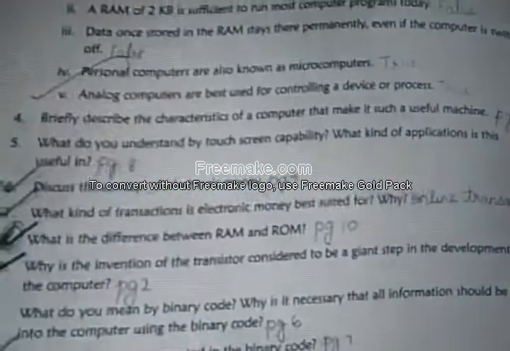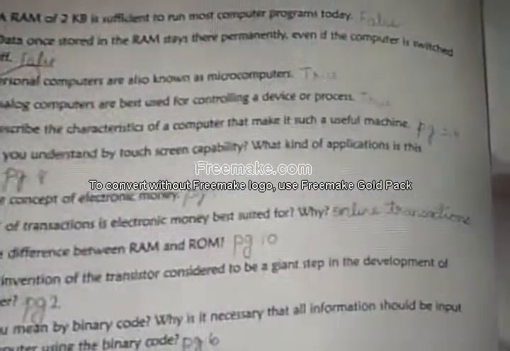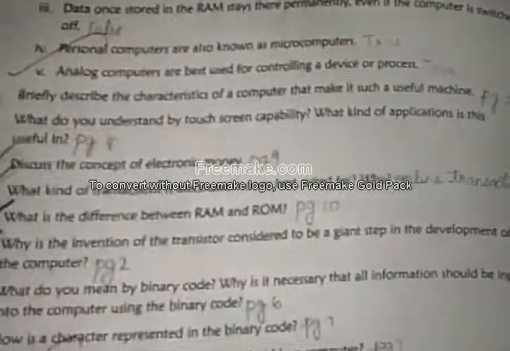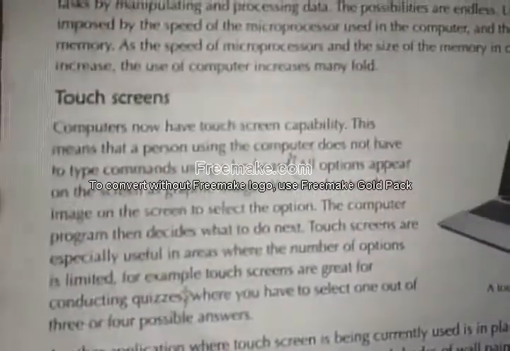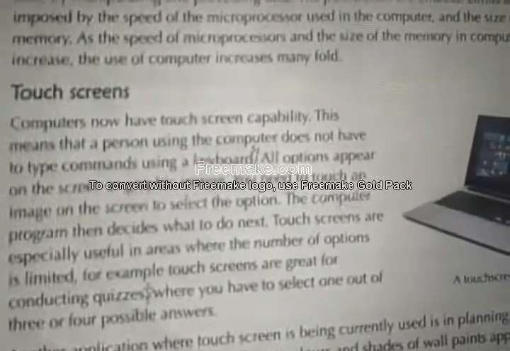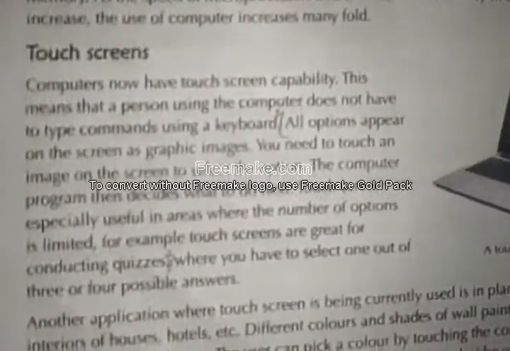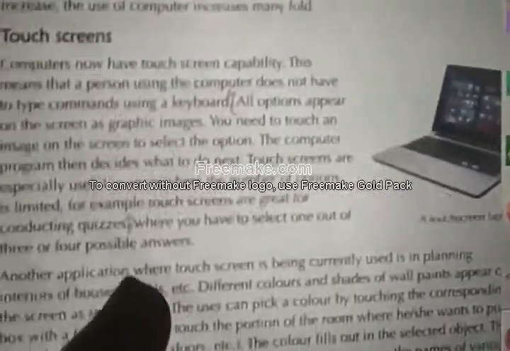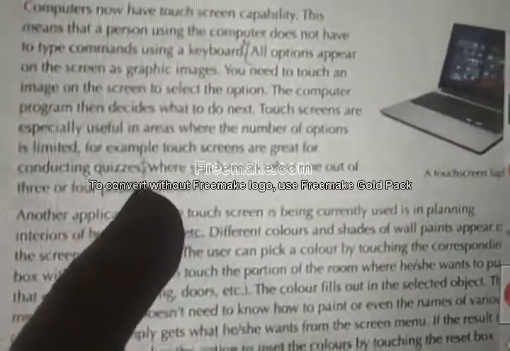What do you understand by touchscreen capability? What kind of application is this useful in? Page number 8. Under the heading touchscreen, see the third line, all options appear from there. See the end of the paragraph, before the end, this one. That small thing, conducting quizzes, till that.